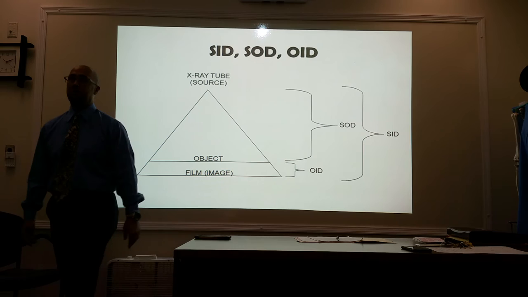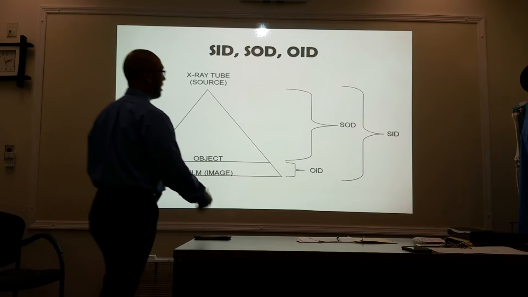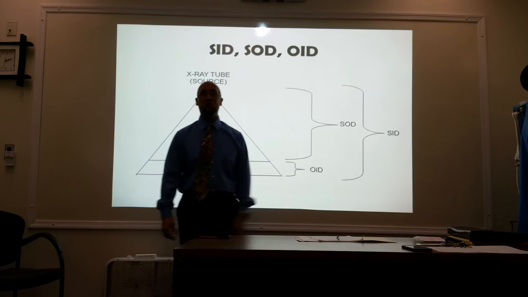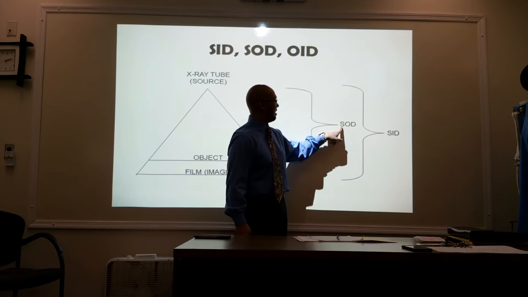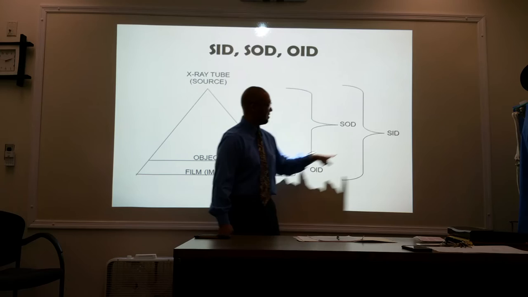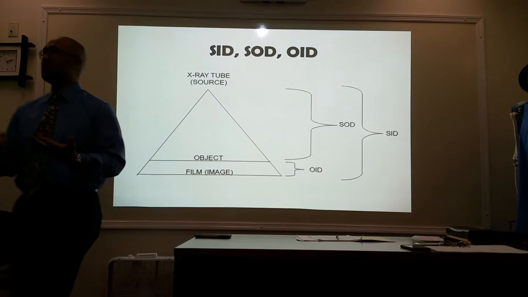If I were to give you two factors, would you be able to tell me what the third factor is? For example, if I told you SID was 72 inches and OID was 36, can you tell me what your SOD is going to be? 36, right? Because SOD plus OID equals SID. If you have any two of these, you should be able to determine the third. There's a reason why I'm bringing this up.